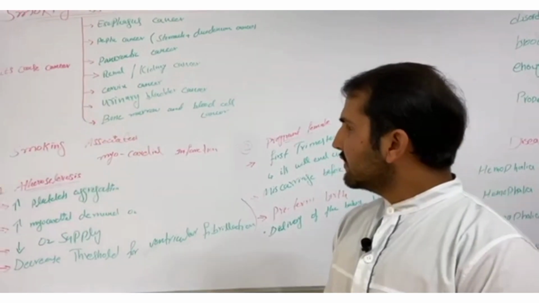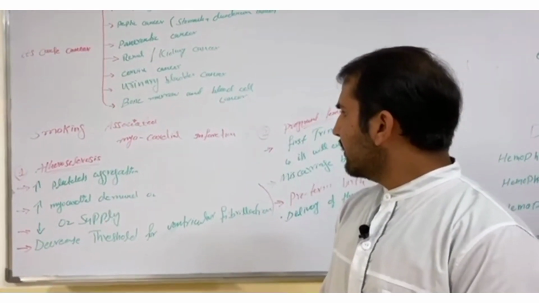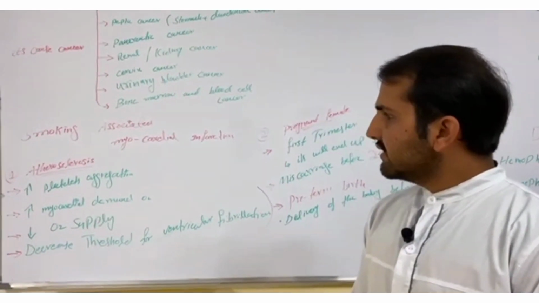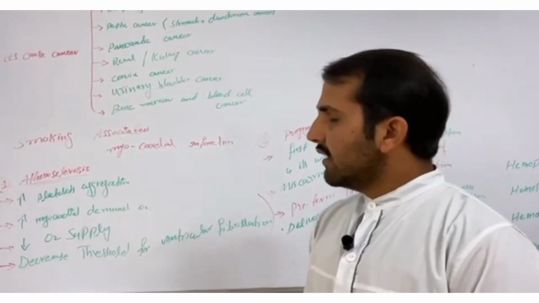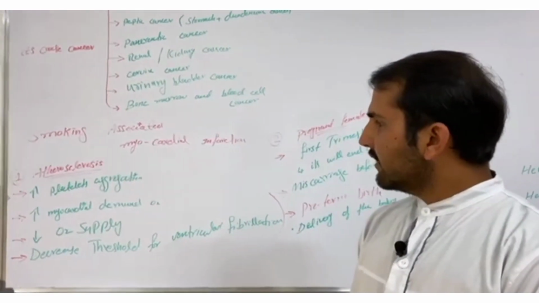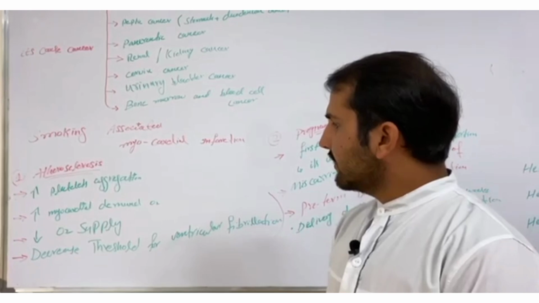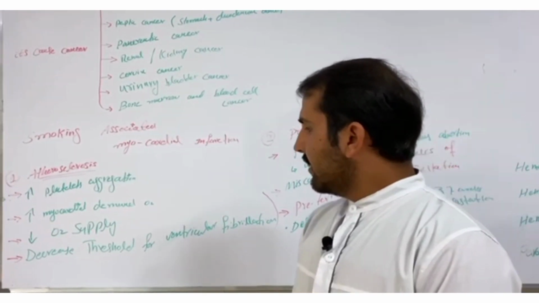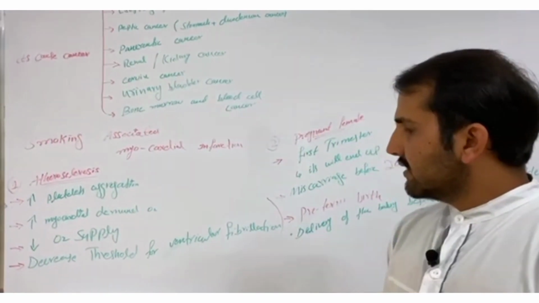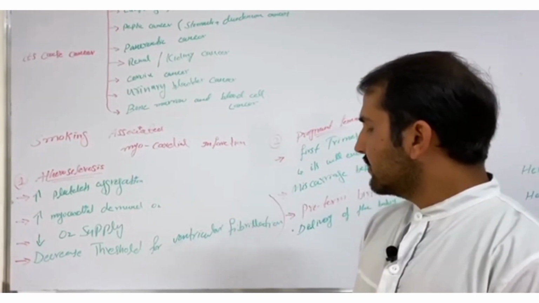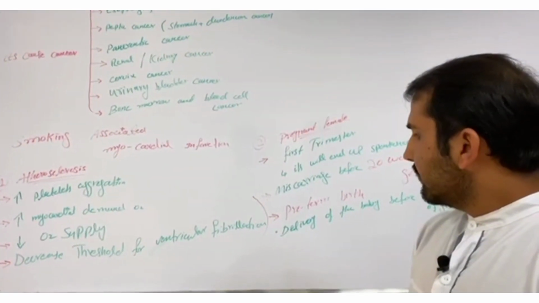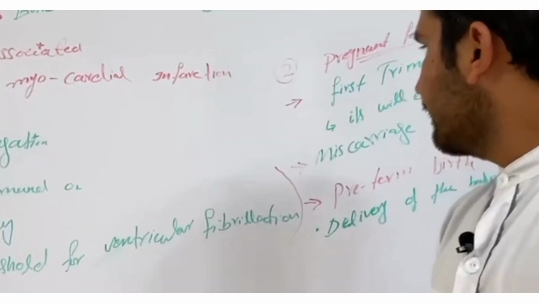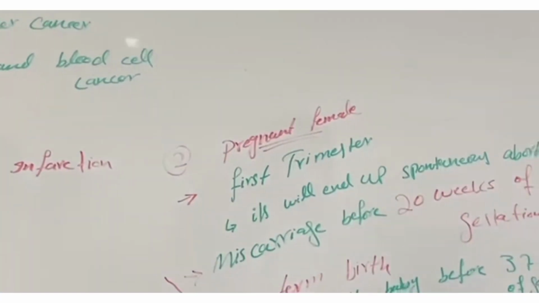The second is smoking-associated myocardial infarction. First one is atherosclerosis. It increases platelet aggregation and increases myocardial oxygen demand, and it decreases oxygen supply, and it decreases the threshold for ventricular fibrillation.